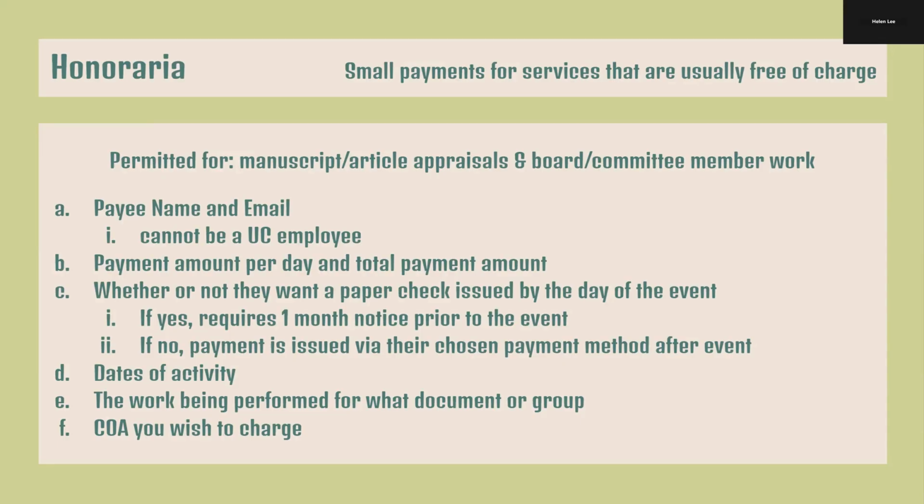You'll also indicate if they want a paper check issued by the day of the event. If yes, it will require at least 1 month notice prior to the event. If no, the payment will be issued through their chosen payment method after the event. You'll also need to provide the dates of the activity, so the dates of the event. And also you'll need to provide the type of work being performed or what type of document or group it's being performed for. And lastly, we will need the COA that you wish to charge.